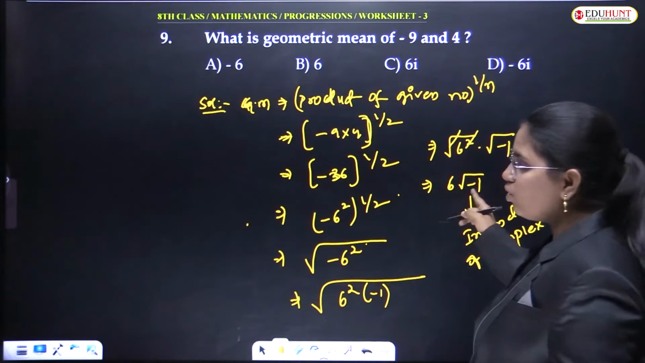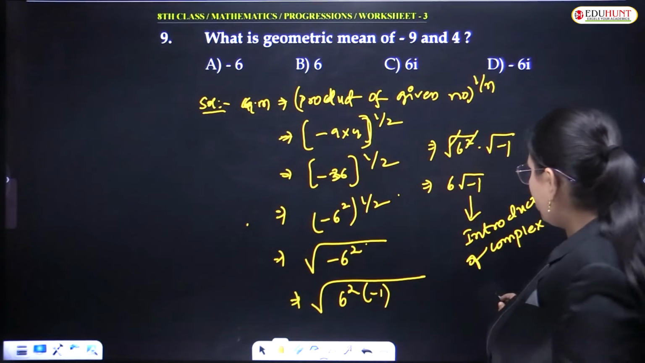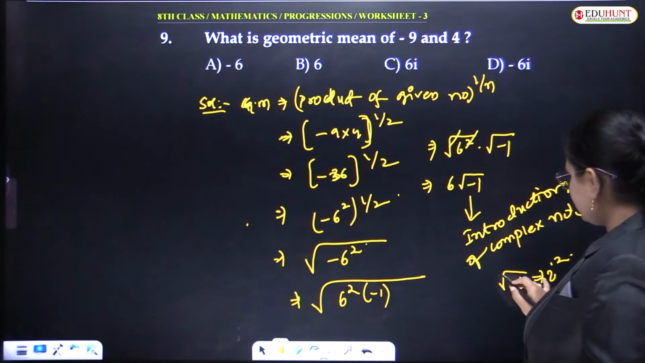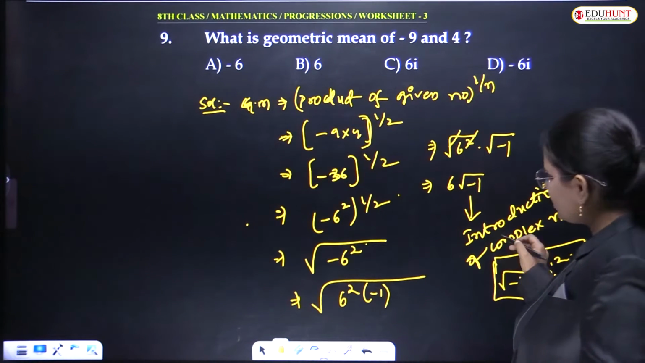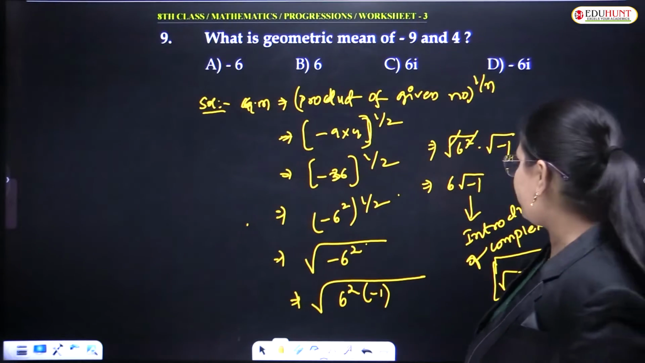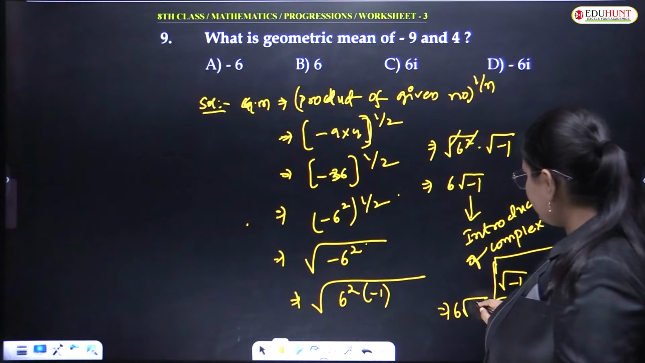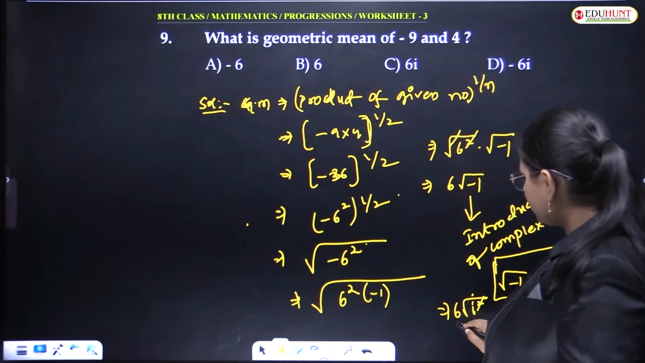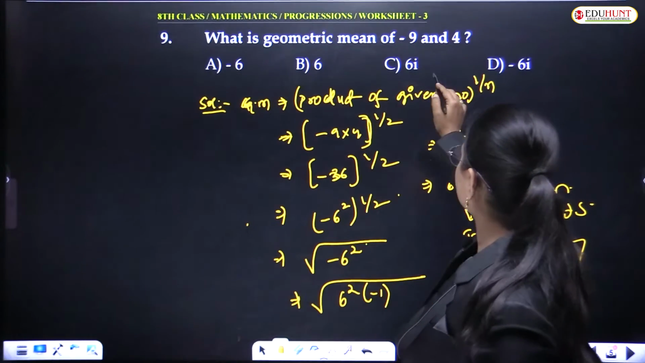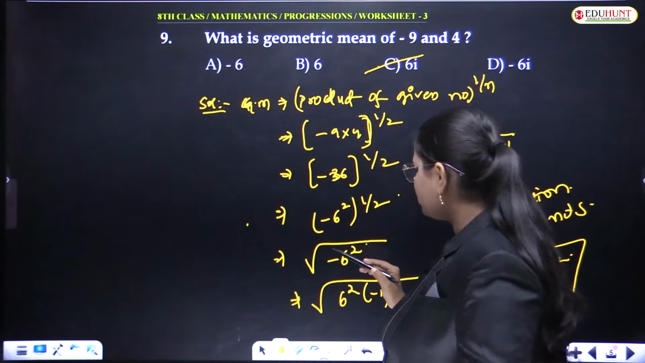I'll just introduce some part. I'll just tell you the definition. Root minus 1 is nothing but i, where i is an imaginary part. So this is nothing but 6 into root minus 1, and root minus 1 is i, so this value is nothing but 6i. So can you say it in the options? Yes, it is equal to option C.